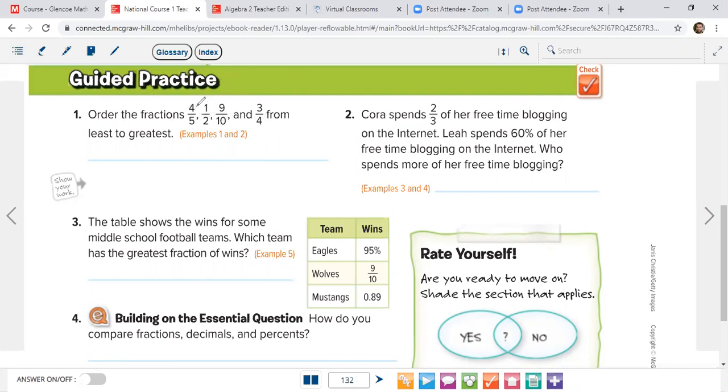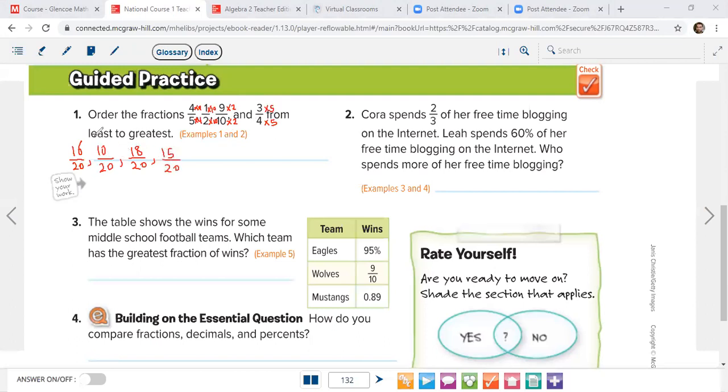So now I'll multiply this one by 4 up, by 4 down. So the first fraction will be 16 over 20. I'll multiply here by 10 up, I'll multiply by 10 down. So the second fraction will be 10 over 20. I'll multiply here by 2 up, I'll multiply here by 2 down. So this will be 18 over 20. I'll multiply here by 5 up, multiply here by 5 down. So this will be 15 over 20.